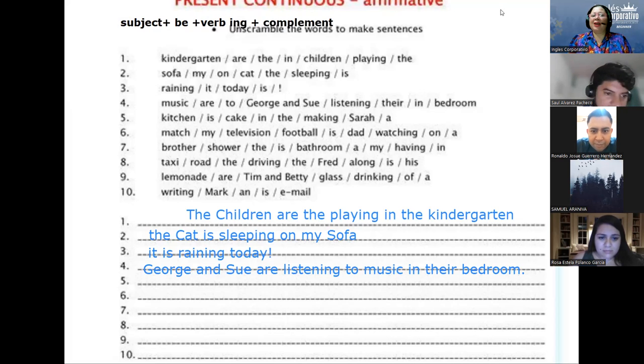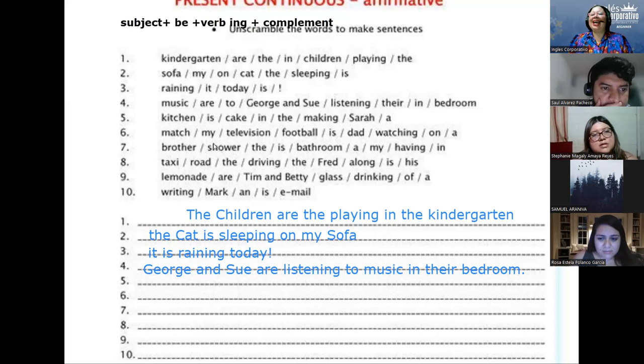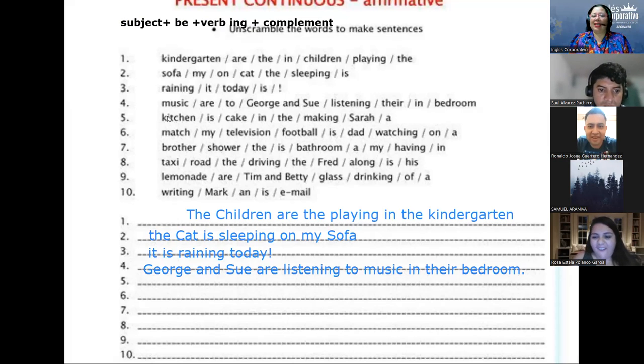Okay. Continue, guys. Number five. Sarah is making the cakes in kitchens. Just cake. Sarah is making. What is she making? She's making a cake. A cake. Where? In the kitchen. Yes. In the kitchen.